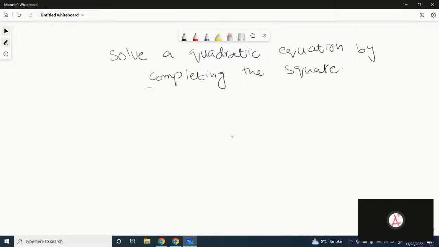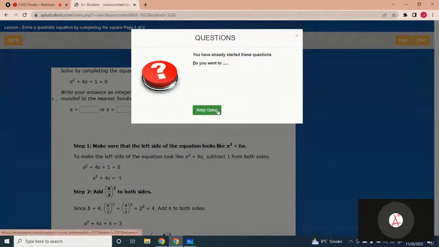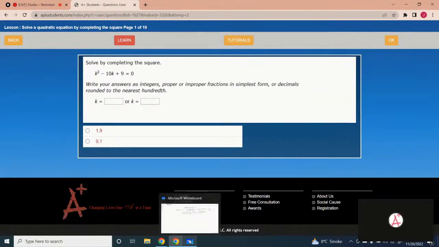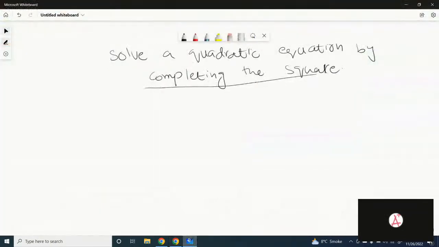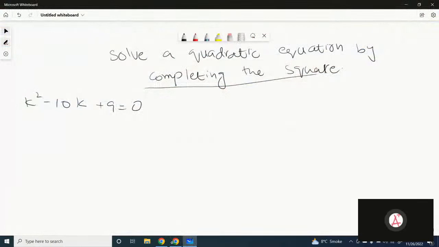Okay, let's start with the first example. You can do the examples by yourself. Let me start with the test. The equation is k square minus 10k plus 9 equals 0. Move the 9 to the other side. It would be then k square minus 10k equals negative 9.